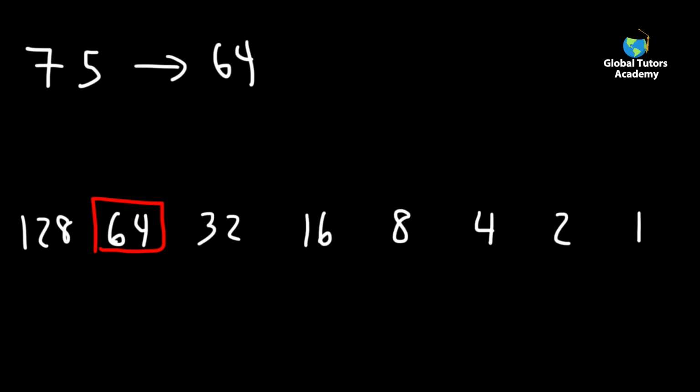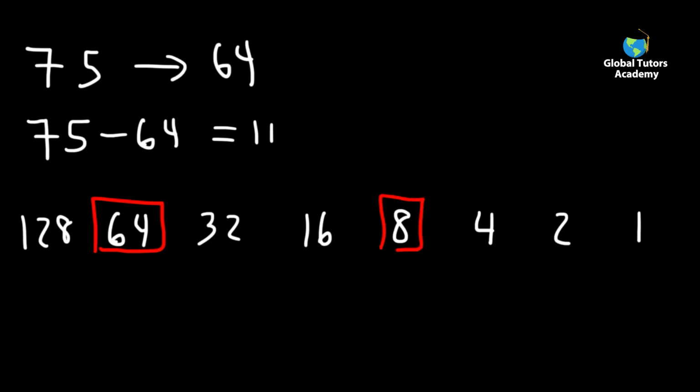Now once you have your first number, which is 64 in this case, subtract. Let's subtract 75 by 64, and so that will give us 11. Now the highest number under 11 is 8. 16 exceeds 11, so we can't use that. So let's put an 8 here. And then let's subtract 11 by 8. 11 minus 8 is 3.